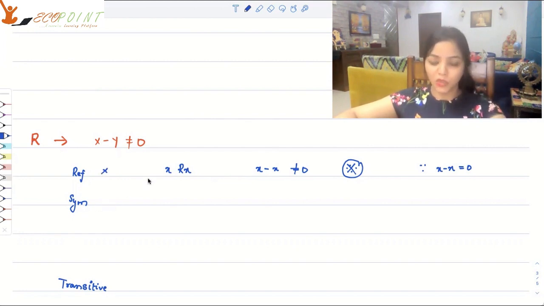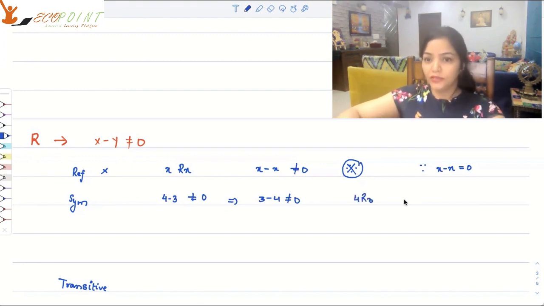What about symmetricity? Is this a symmetric relation? Okay, so let's talk about pairs. 4 minus 3 is not equal to 0. And yes, that implies 3 minus 4 is also not equal to 0. So we do have 4R3 and 3R4, both are happening. So it seems like it is symmetric, right?